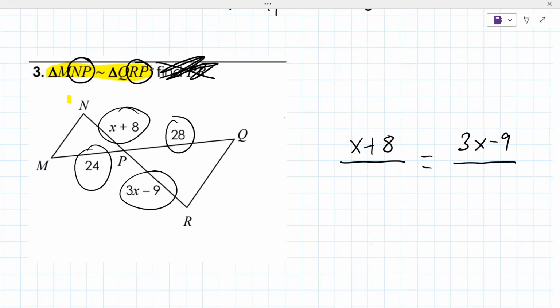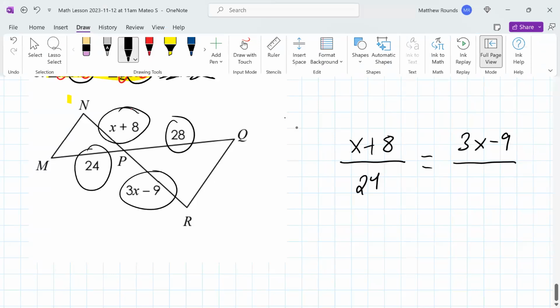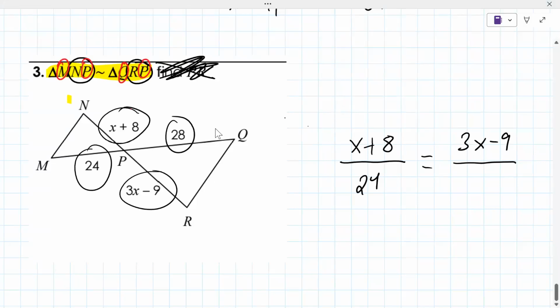Now, what I've suggested sort of is that you use the first proportion for the first triangle and NP. So 24 is going to go down here. But before you just write something on the lower right, what is 24? Well, it's M to P. It's the first and the last letter. What's Q to P? 28.